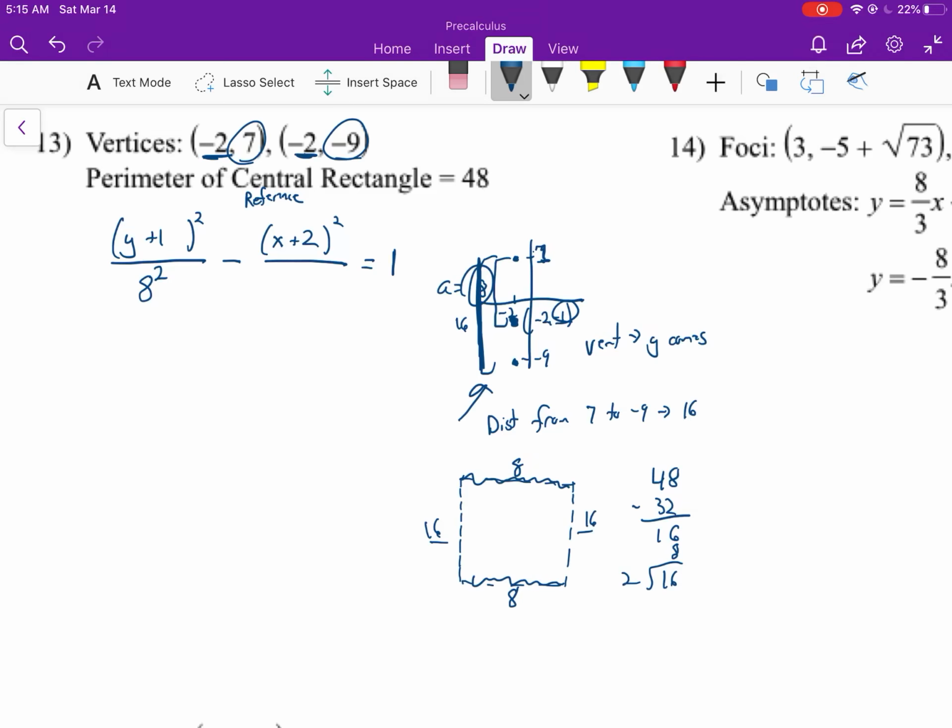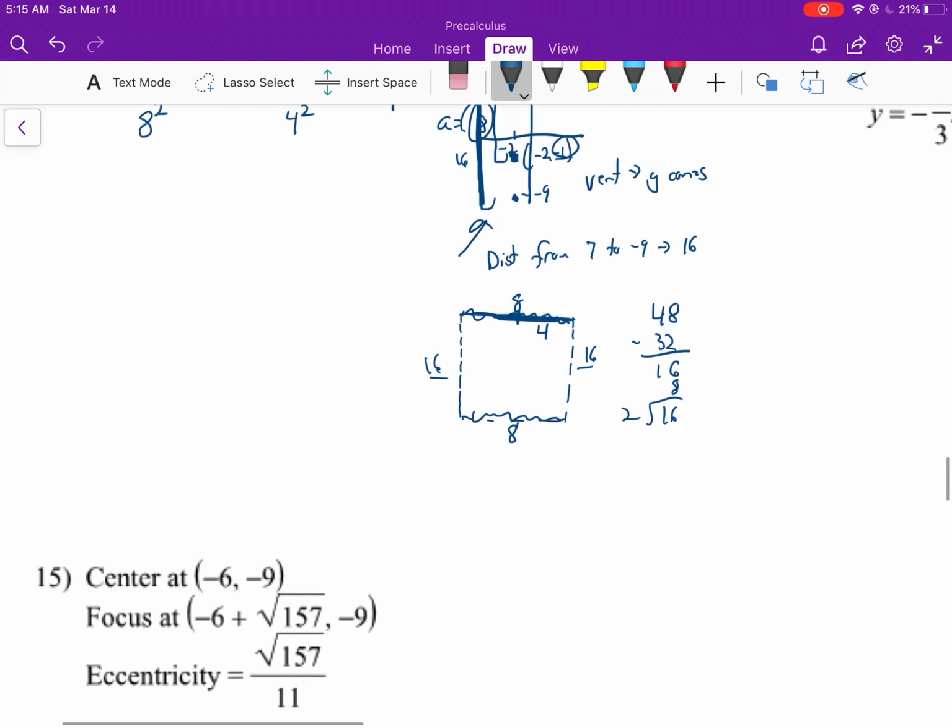Well, thinking through that, this whole length is 8. We don't want the whole length of the reference rectangle for B. The value for B will be half of it. So B is going to be equal to 4. So we can put 4 squared there, and there's the equation of the hyperbola.